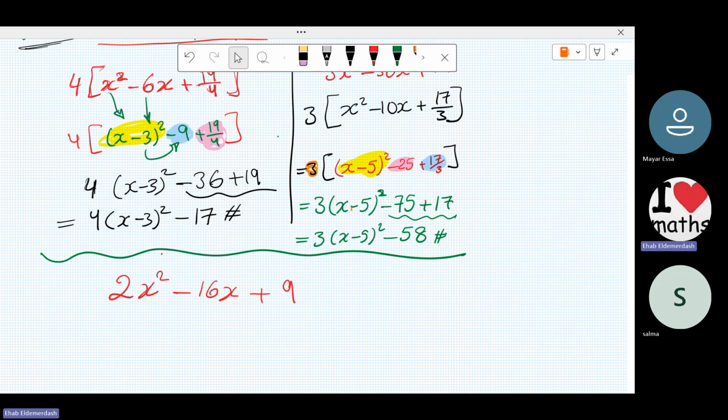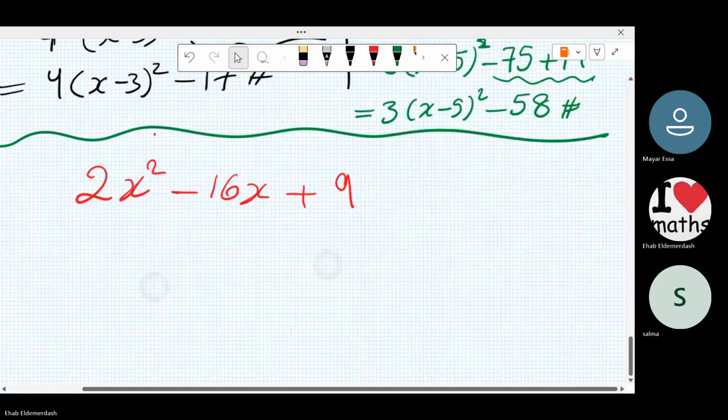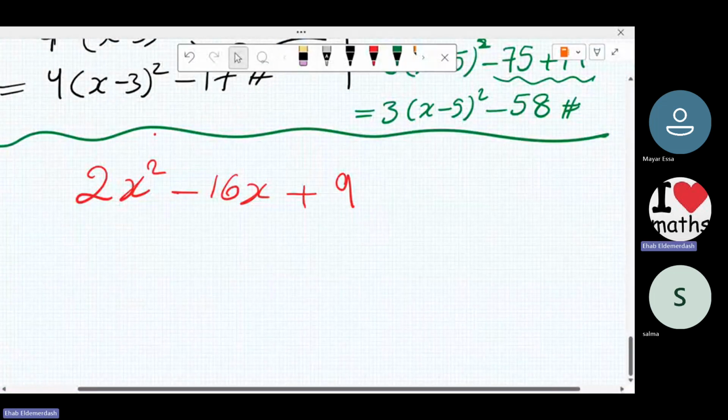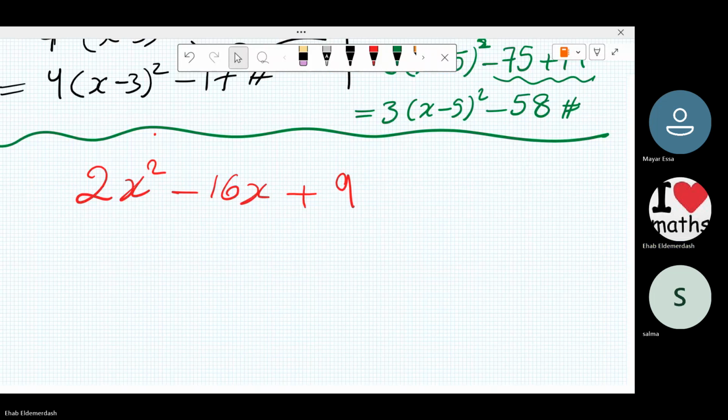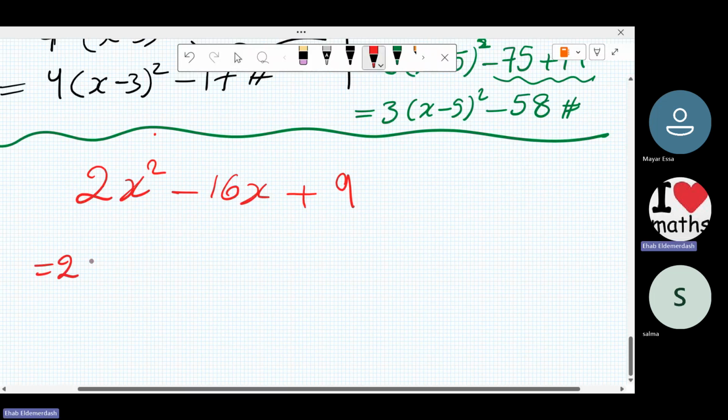Done. Do I have to help? I'll help you. What is my first step? Take the 2 outside. Am I right? So I'll take the 2 outside. What's the remaining? X squared minus 8x plus 9 over 2.